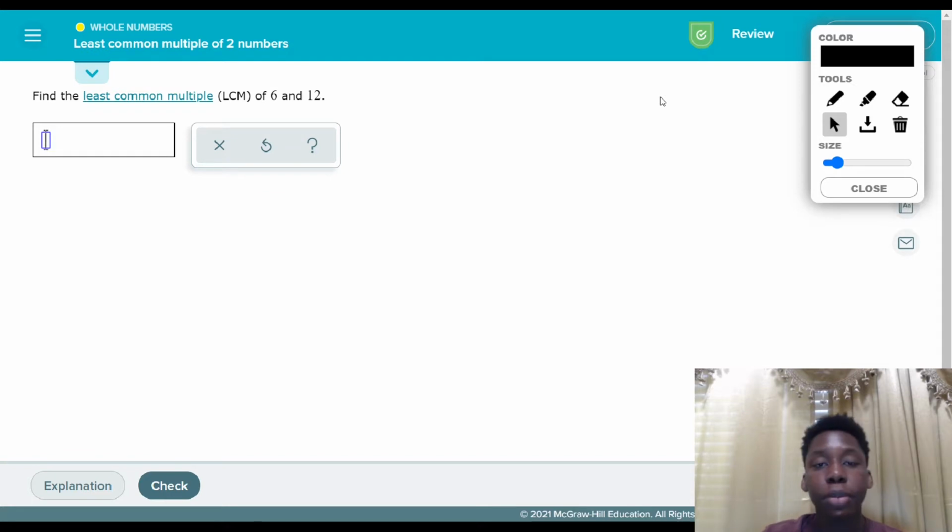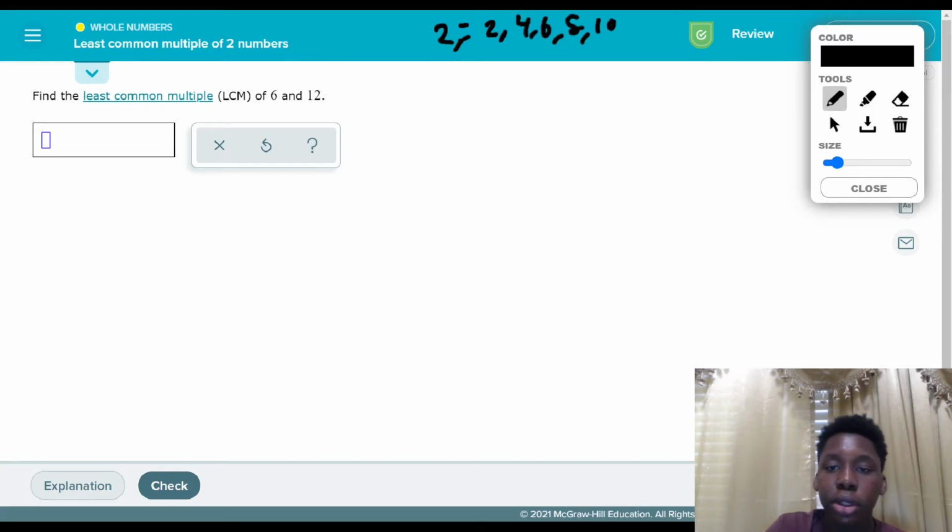It's very important to know what the least common multiple means. Based on its name, it's telling us the least multiple that particular numbers can have. Multiples basically means, let's say we have 2, so this is 2. Multiples of 2 will be 2, 4, 6, 8, 10, 12. These are multiples of 2.